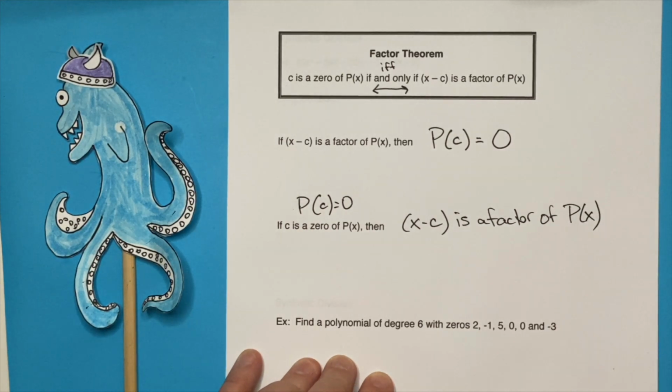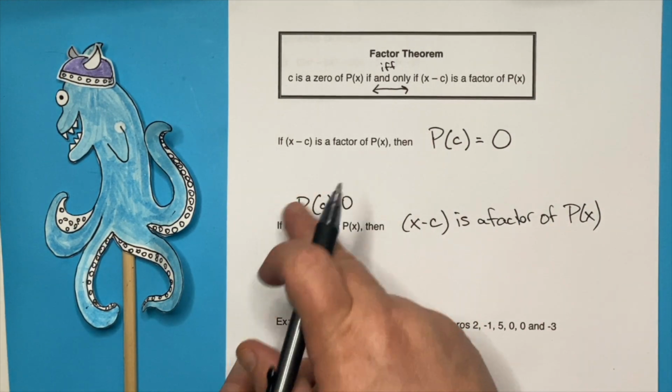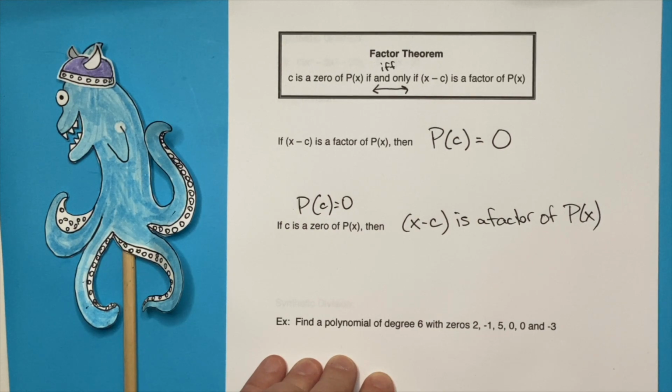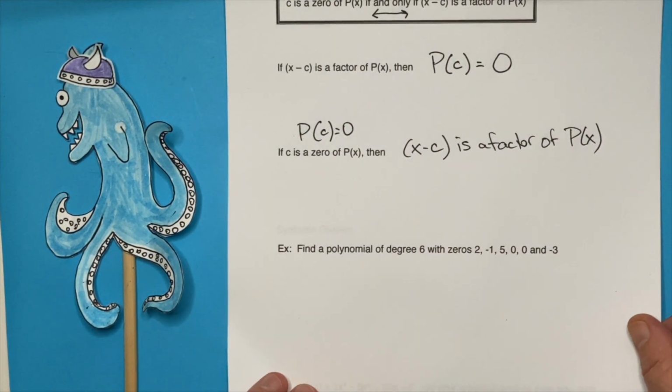So this is a one-to-one correspondence. If you're a 0, then you're a factor. If you're a factor, then you get a 0. It's awesome. So how do we use this? Well, in I think a very exciting way.